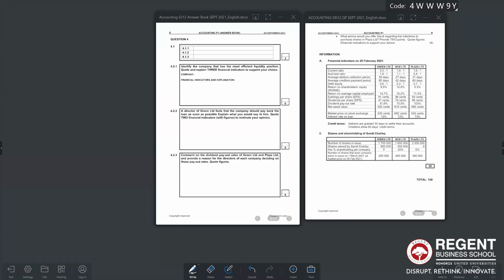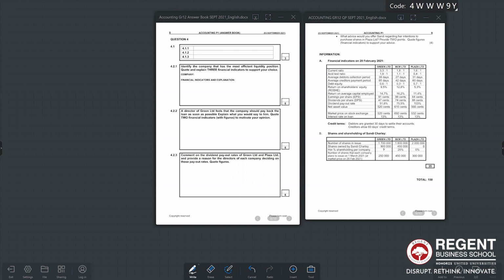Plaza has a serious problem. Plaza has a liquidity problem, meaning for every 1 rand you're owing, you only have 40 cents. Not good enough. And then the debtors collection period: 39 days for Green, 27 for BCM, and 31 days for Plaza. So BCM, again, the debtors are paying us within 30 days. They're giving us our money in 27 days.